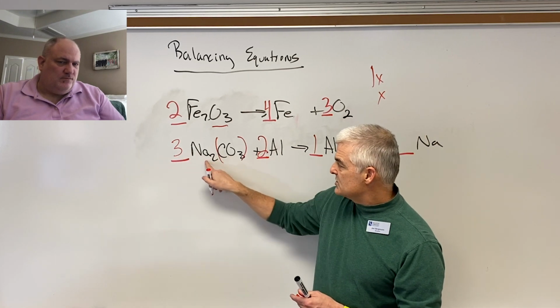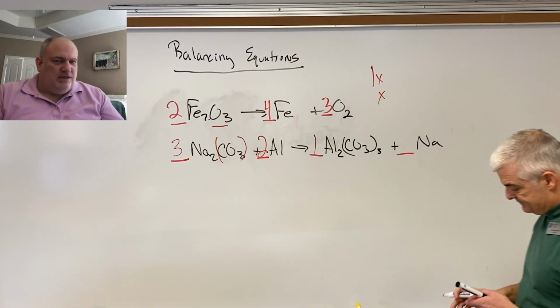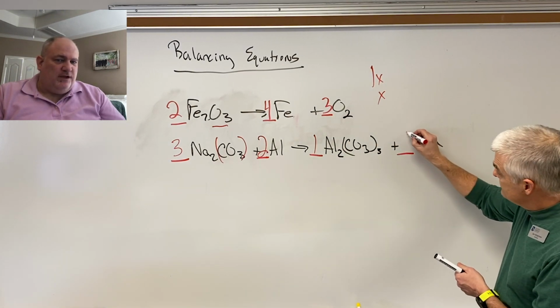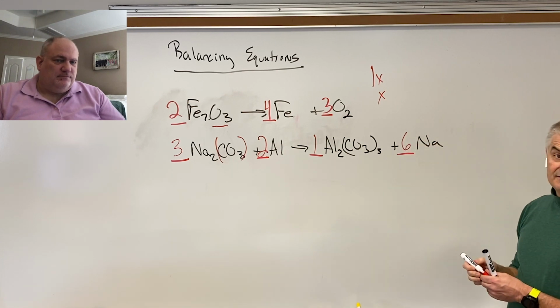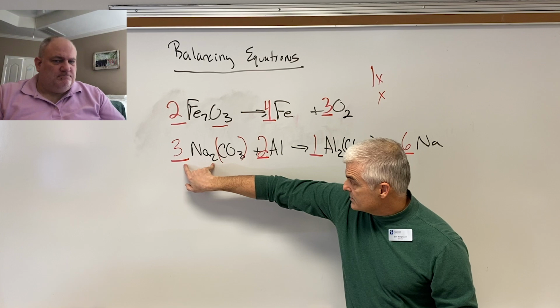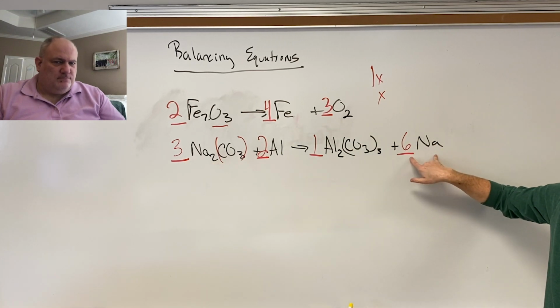But that gives me how many sodiums? Well, now that gives you 6 sodiums. And so you have to fix only that 1 over there. I just put a 6 there. And let's double check. How many sodiums here? 6, 3 times 2 is 6. On this side, 6 times 1 is 6.